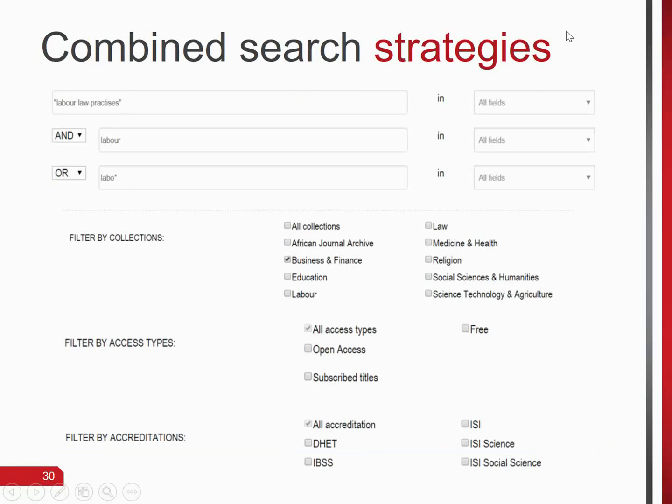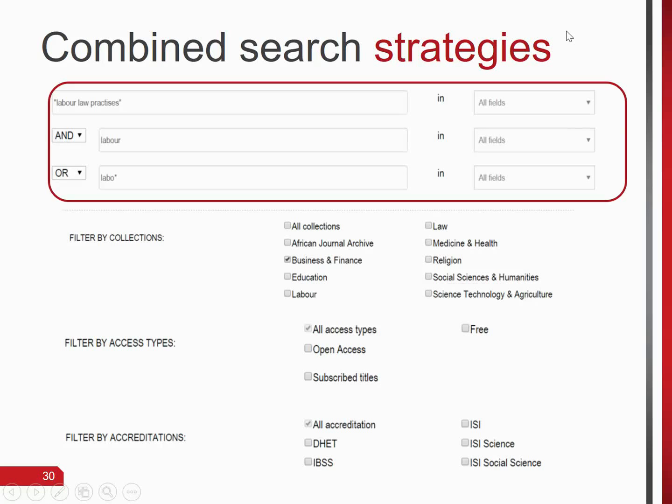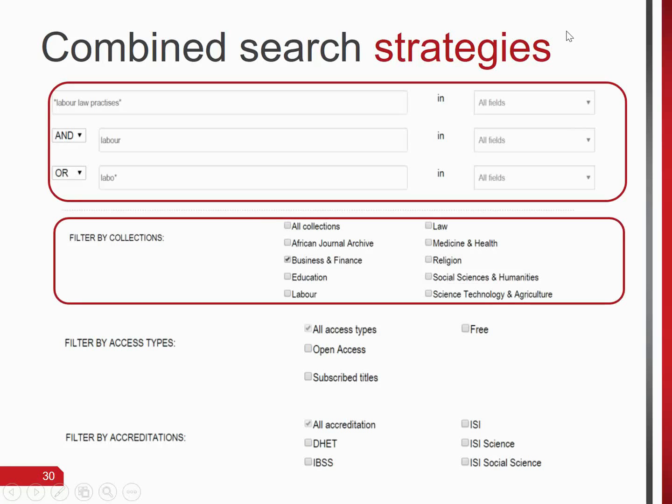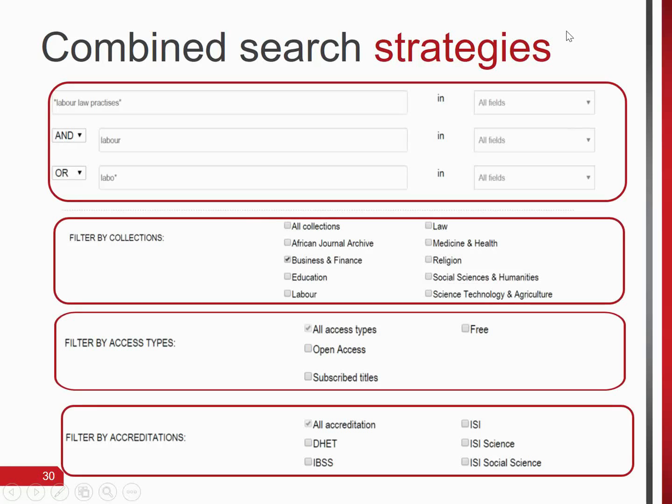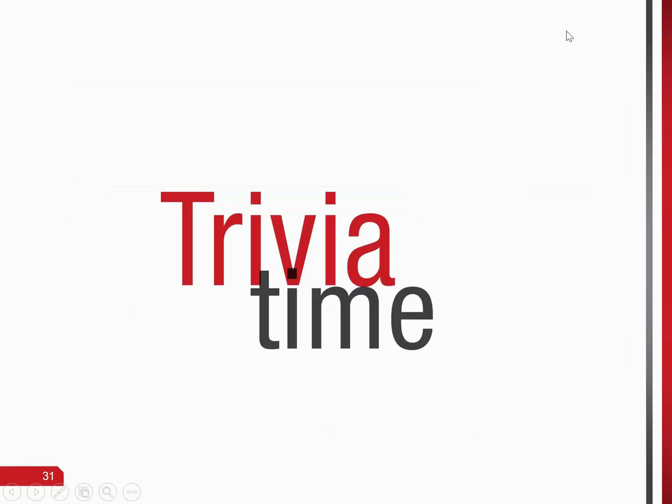Then you get your combined search strategies. Just to show you there, you can use your and, your or, your not. Are you familiar with Boolean? I'm not going to go into too much detail. I take it you know how Boolean works. Okay. Filter by collections, filter by access type, and filter by accreditation.